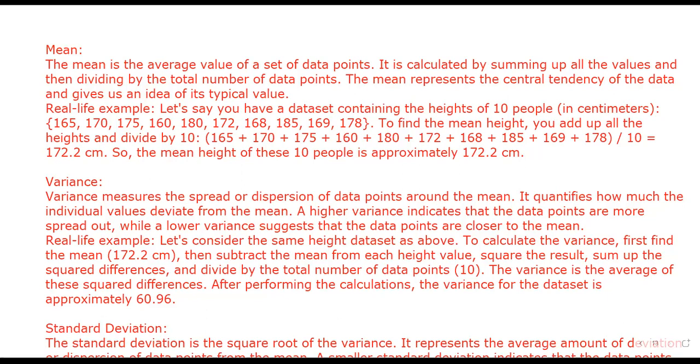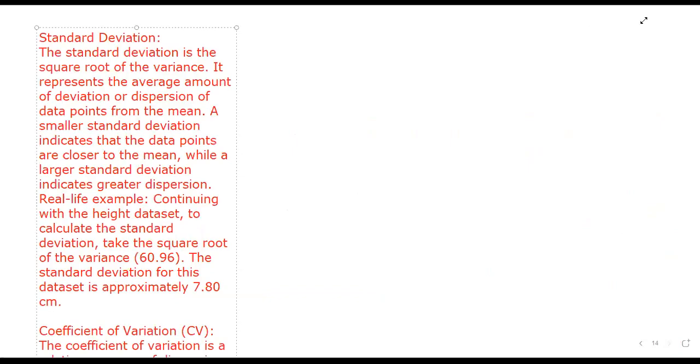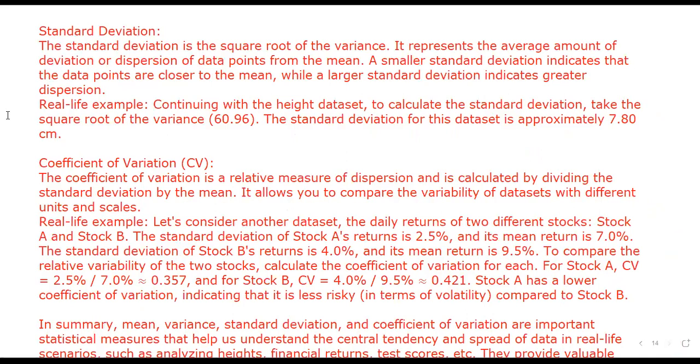Then we go to what we call the standard deviation. Standard deviation is basically the square root of the variance. So this one here is also a very important statistical measure, which helps us understand the following. On the variance, the standard deviation will help us also measure the dispersion that we have from the mean. The smaller the standard deviation, the closer we are to the mean. The larger, it means the dispersion is high. So in the data set that we have, we square root 60.96, our standard deviation is 7.8 centimeters, meaning that is our deviation from the mean.